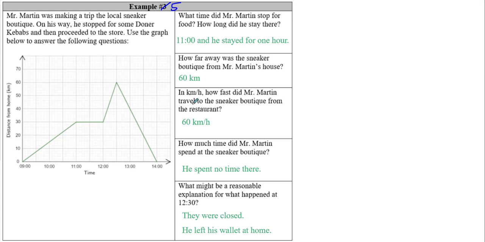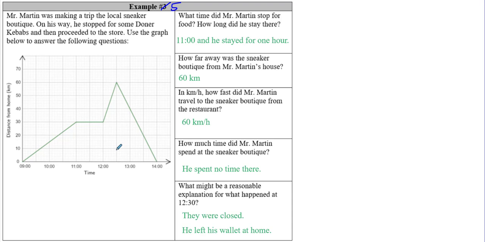And then it asks in kilometers per hour, how fast did Mr. Martin travel to the sneaker boutique from the restaurant? Well, he stopped eating right here, and then he got to the sneaker boutique right here. So we want to ask ourselves how much distance was covered and how much time had gone by. So from here, it looks like we're at 30 kilometers, and then here we are at 60 kilometers. So from the restaurant to the sneaker boutique was 30 kilometers. And he traveled that distance from here to here, which is only 30 minutes.